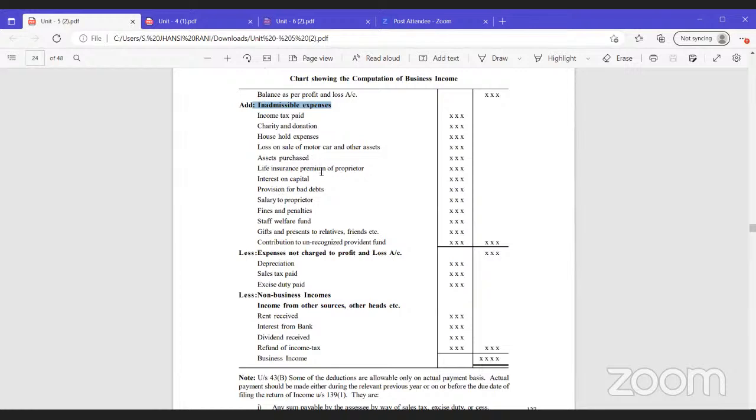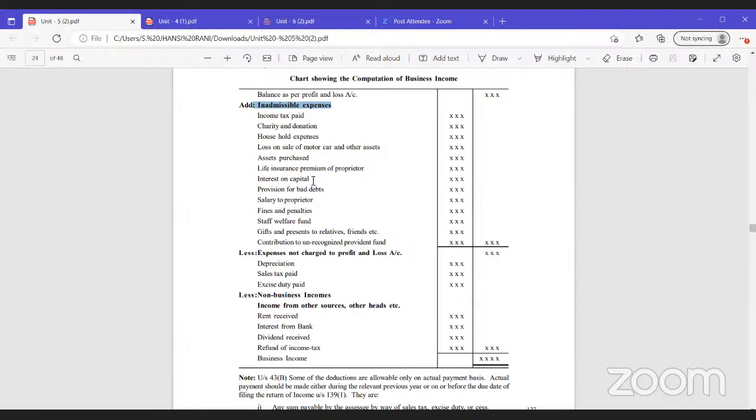Life insurance premium. Life insurance is paid by the individual. If you remember accounting concepts and conventions, the principles of accounting, the business entity concept, where business is separate and owner is separate. Both are treated separately. So the life insurance premium of the proprietor is different according to accounting principles. This is not a business expenditure, it's a personal expenditure.